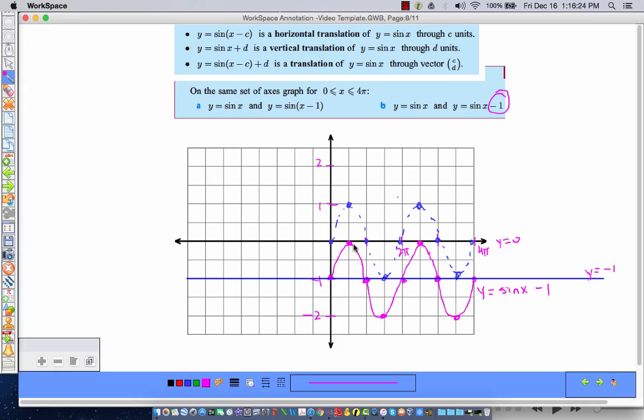Now, that doesn't change the amplitude. The amplitude from the principal axis is the distance from it to the max, which is 1. The period is still 2 pi because that's still the horizontal distance it takes for it to go 1 cycle.